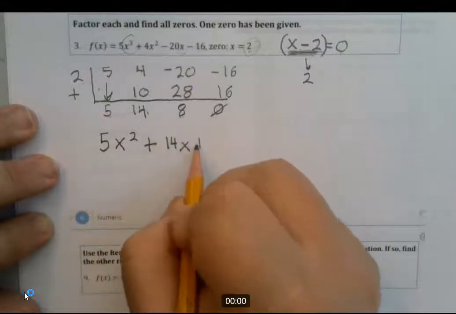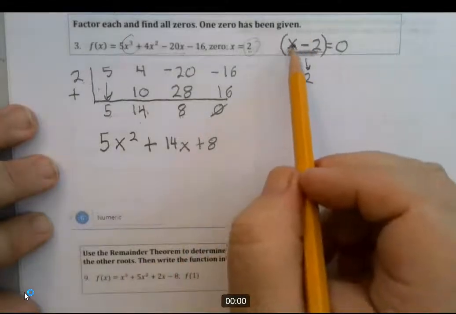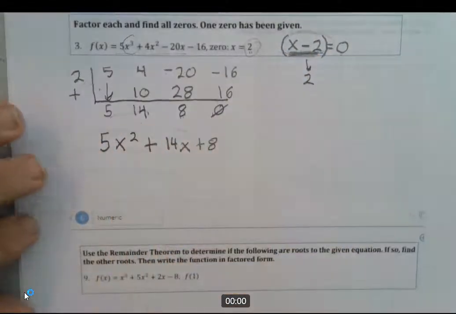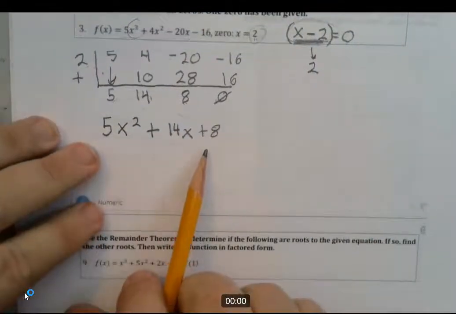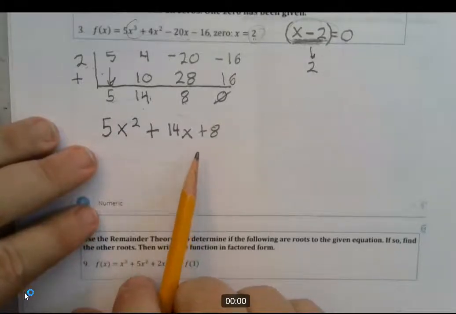And then it's plus 8. So now we know one of the factors was this. Now we're going to factor this to see what the other two are. So this is the one that's a little more complicated. We did this in class on Friday, for those of you that are in third period.